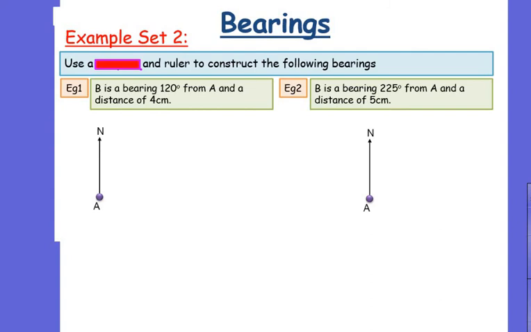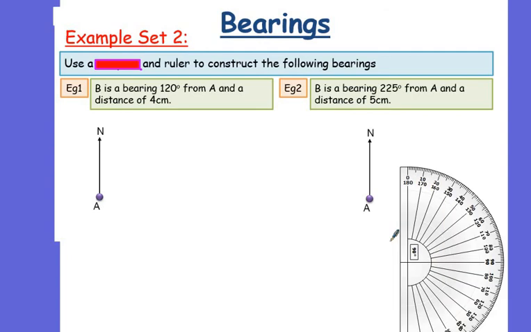Right, today's lesson we're going to start off by looking at how we construct a bearing. So we said last lesson that a bearing is measured from the north and is measured clockwise. So I'm going to have a go at the example on the left hand side. It says that B is a bearing of 120 degrees from A. So B is somewhere over here and it's a distance of 4 centimetres.